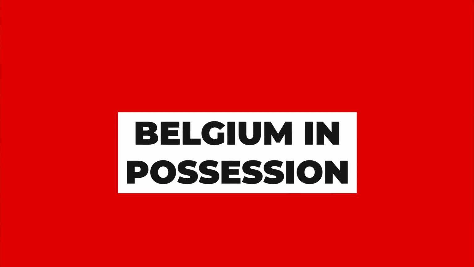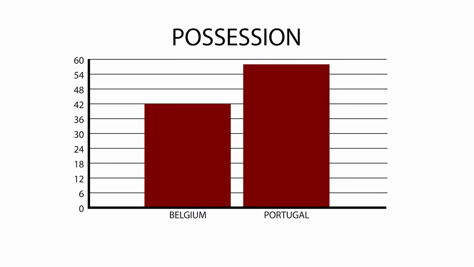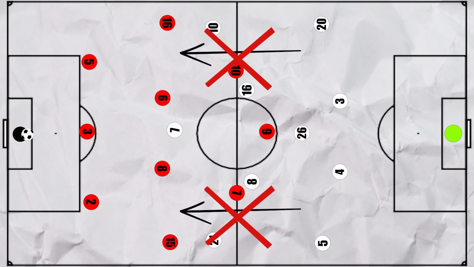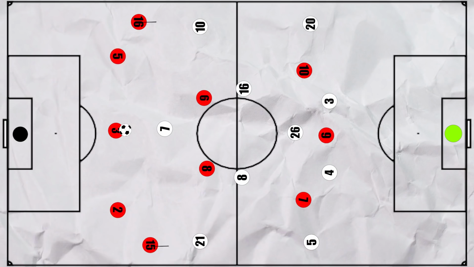Now let's start with Belgium and what they did with their 42% possession. With the game level, Portugal weren't really looking to press, so Belgium's centre-backs got time on the ball, spreading fairly wide to allow their wing-backs higher.